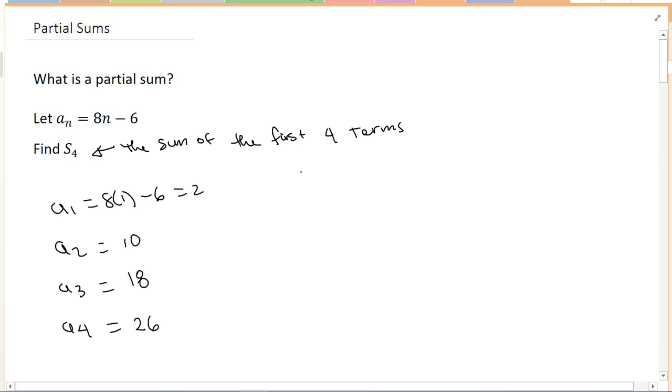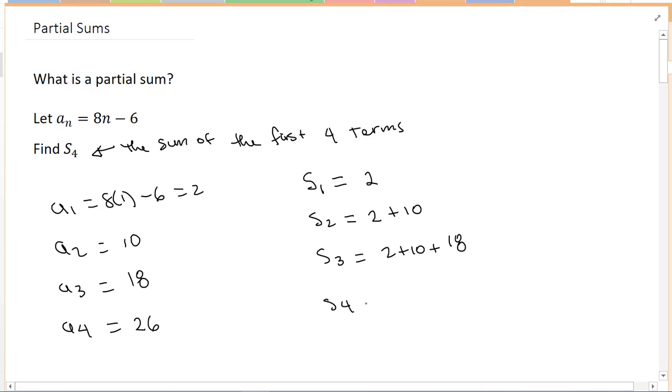The reason it's called partial sums is that S1 will be just the sum of the first term, so it'll just be 2. There's not much to do there. S2 is the sum of the first 2 terms, so it'll be 2 plus 10. S3, the sum of the first 3 terms, so 2 plus 10 plus 18.